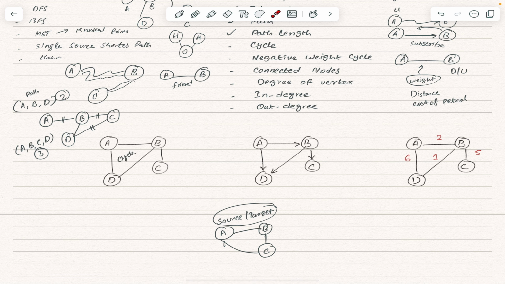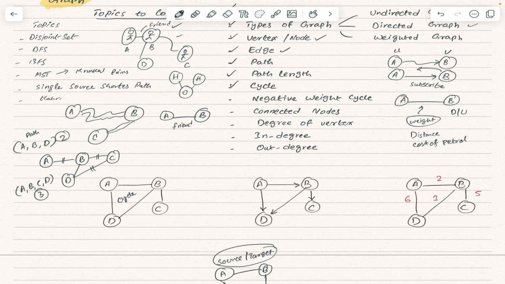Now in this graph, which is also a directed graph, there is no cycle, because A to B, B to D, or you can get A to D, or A to B and C. There is no cycle. No one is coming back. It's a directed graph, but no cycle is there.